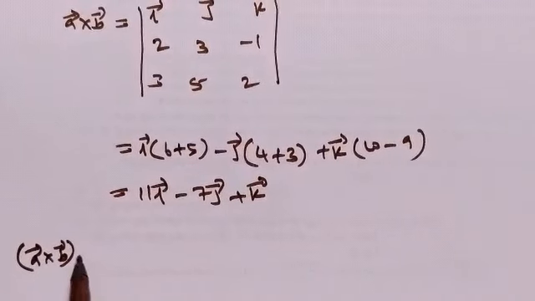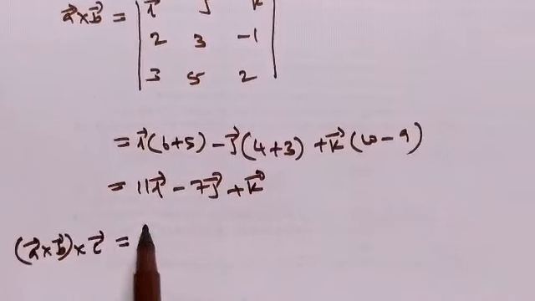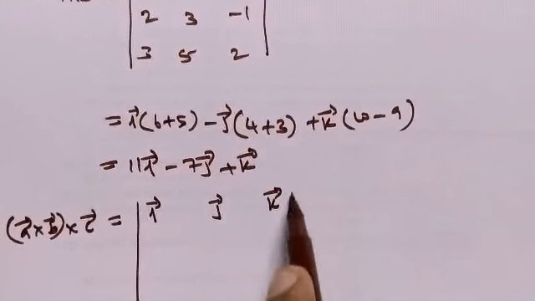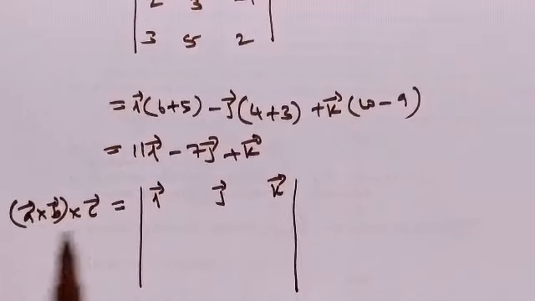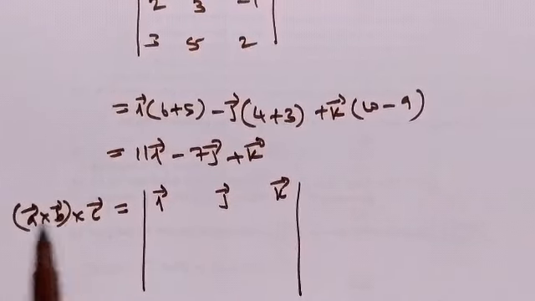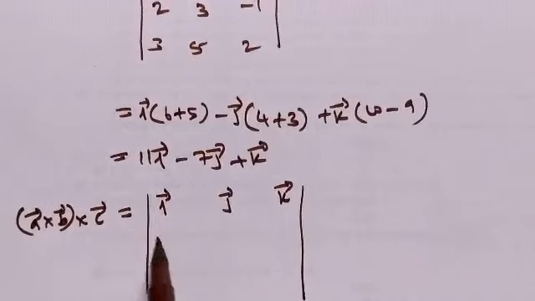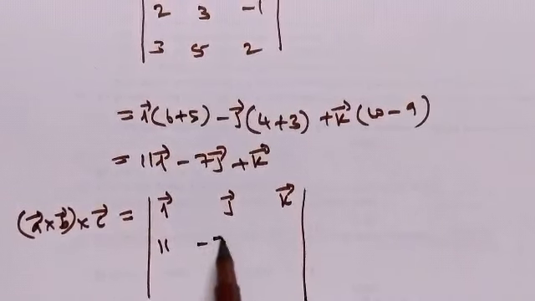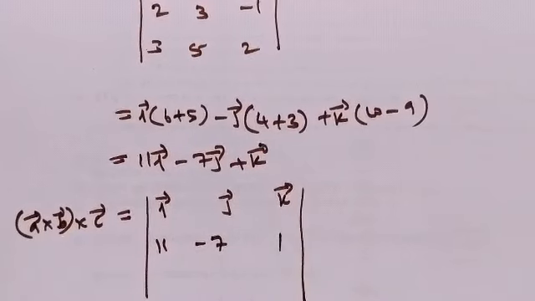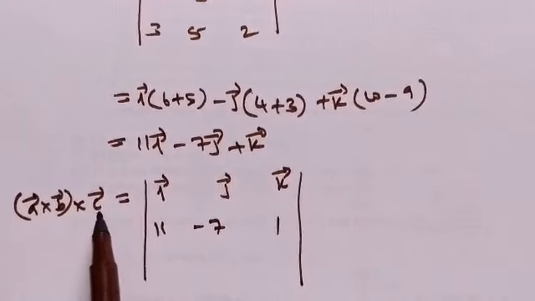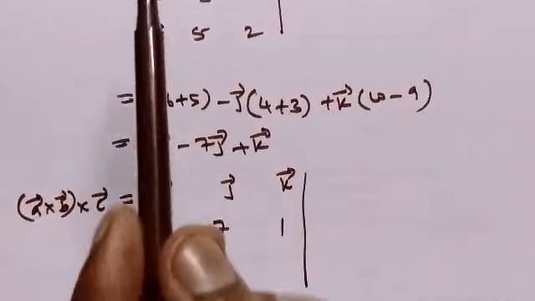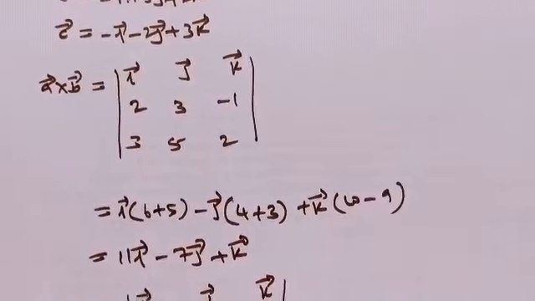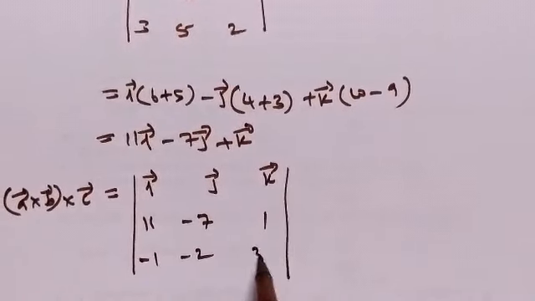So next, A vector cross B vector cross C vector equal to determinant of first row I vector, J vector, K vector. Second row, coefficients of I, J, K vectors of A cross B. We have found A cross B: coefficient of I vector is 11, coefficient of J vector is minus 7, coefficient of K vector is 1. Next, coefficients of I, J, K vectors of C vector: in C vector, they are minus 1, minus 2, 3.